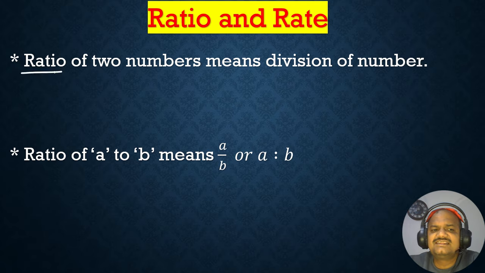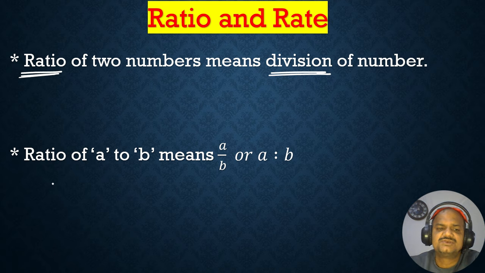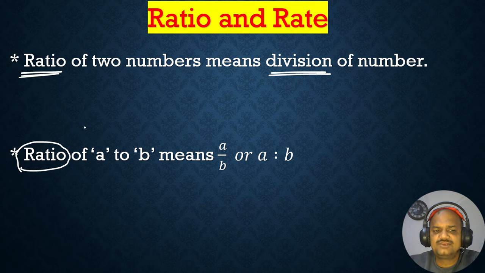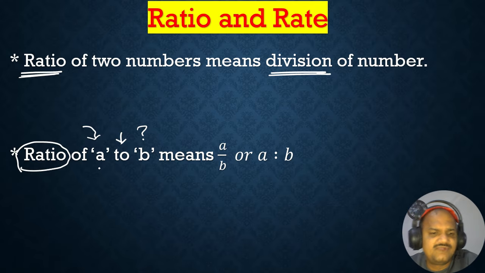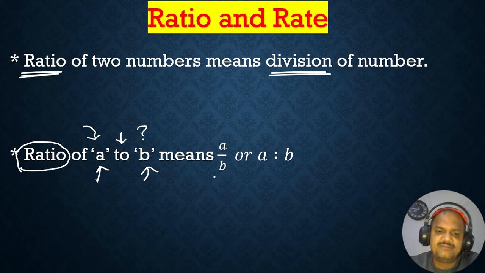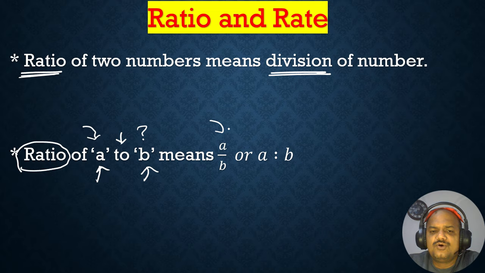Whenever you see the word ratio in the exam, what will you understand? You will understand that ratio means division of two numbers. So whenever you see this word in the exam, you will always see one number before "to" and one number after "to". It means the ratio of A to B is A over B, A divided by B, or you can write it like this, A ratio B.